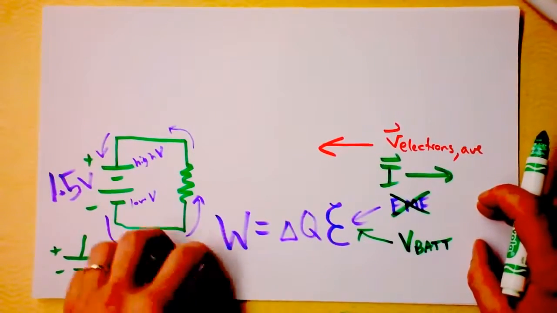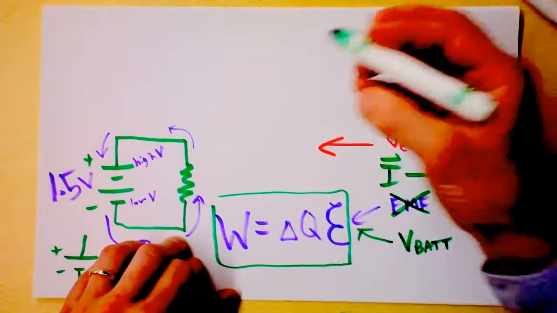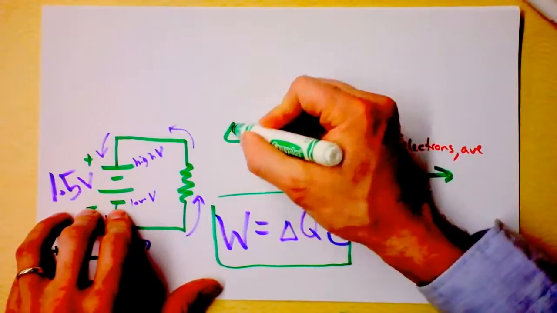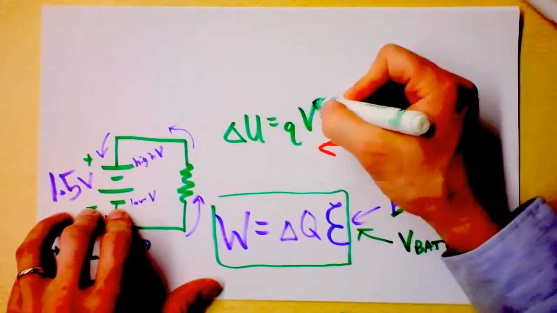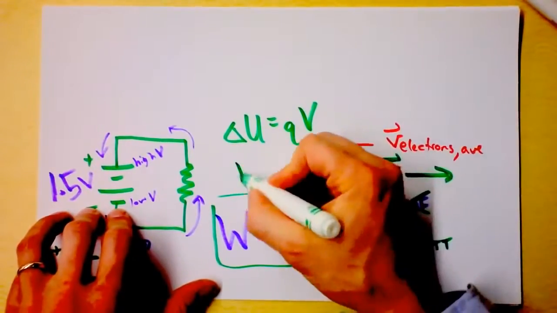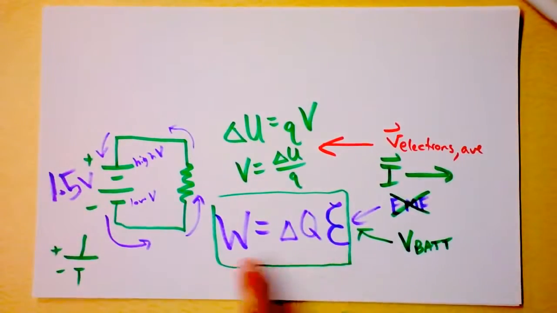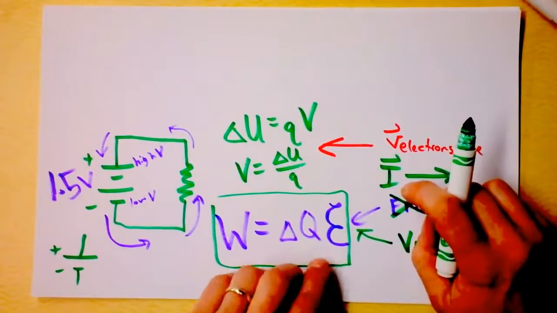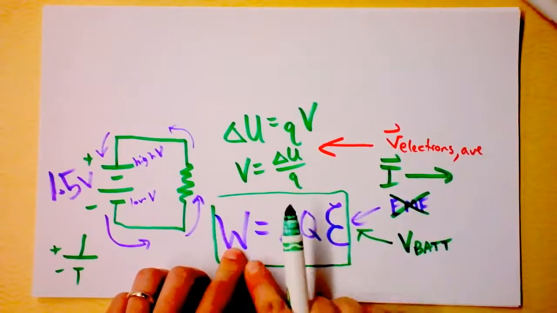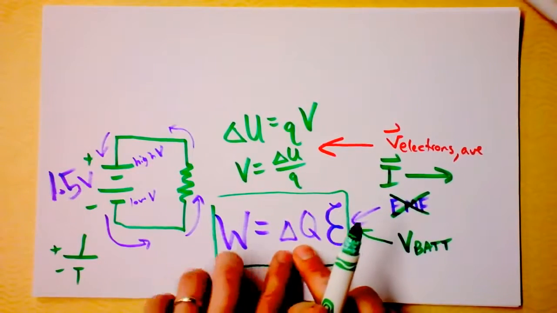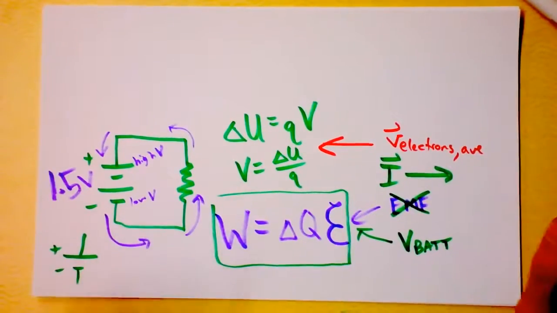So work, oh, wait a second. This statement right here is exactly equivalent to the statement that change in potential energy is charge times voltage. And that's actually how we define voltage. Remember we said voltage is change in potential energy divided by charge? Sure, so this equation shouldn't come as any surprise, but in this case it's going to be useful to think of the work done by the circuit, by actually the electric field in the circuit, as how much charge you've moved times the potential of the battery.